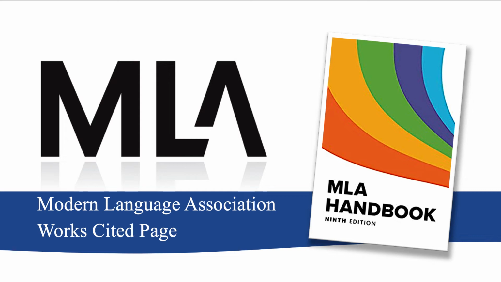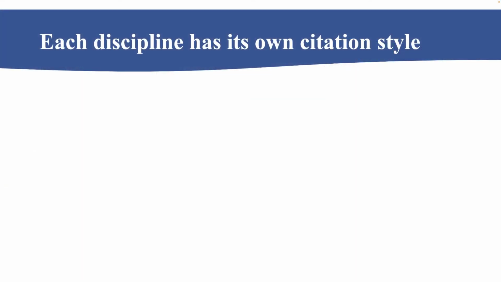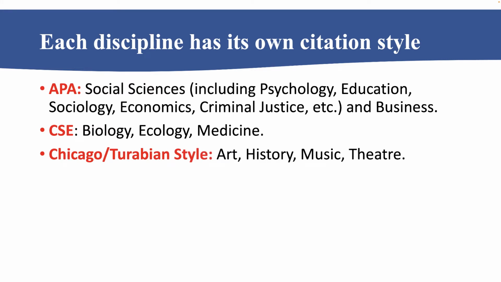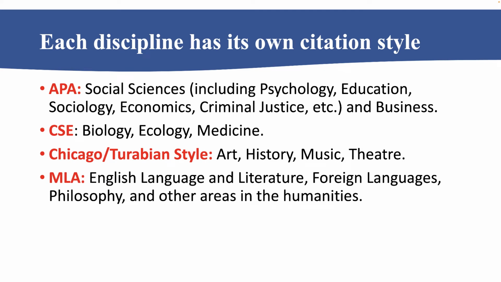This short video will introduce you to Modern Language Association style guidelines when writing a works cited page. Each discipline has its own citation style. There's the APA style for the social sciences, the CSE style for biology, ecology, and medicine, and the Chicago style for art, history, music, and theater. But we'll be focusing on MLA style guidelines because you'll be writing for the English language and literature courses. It's also used for foreign languages, philosophy, and other areas in the humanities.